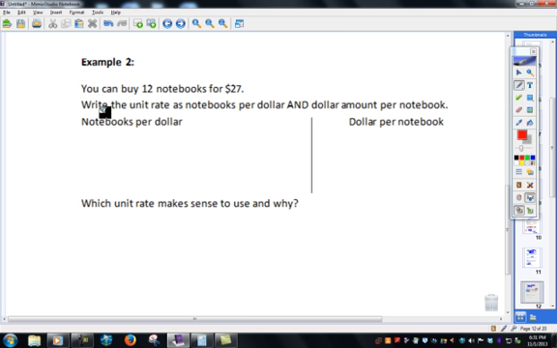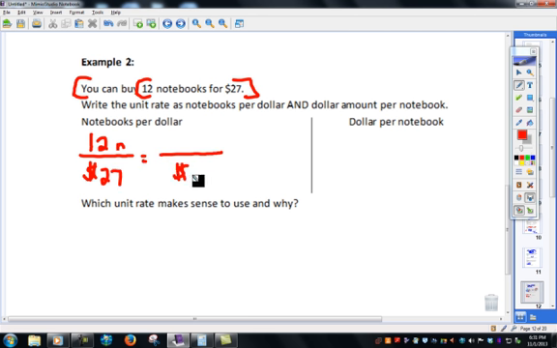Okay, so here you can see there's your ratio right there. 12 notebooks for $27. Now I want to find the notebooks per dollar, and then I want to do dollar per notebook. Okay, so the first one here, I'm going to do 12 notebooks. I'm going to go N for notebooks, and then $27 in the denominator. Okay, and I'm going to figure out how many notebooks I can get for $1 because that's what it tells me. Okay, so I know going from 27 to 1 is divided by 27.